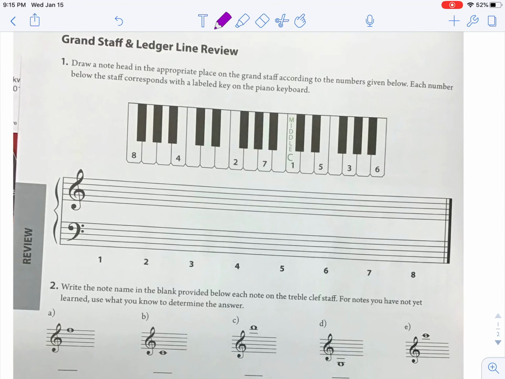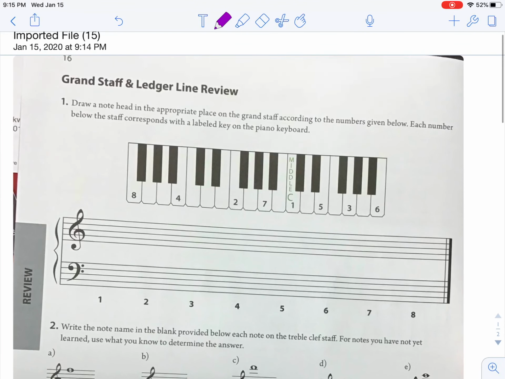Hello, 7th grade. Today we are going to be doing page 16 in your theory books, Grand Staff and Ledger Line Review. Before we get started, please make sure you have a pencil in your hand, no pens.